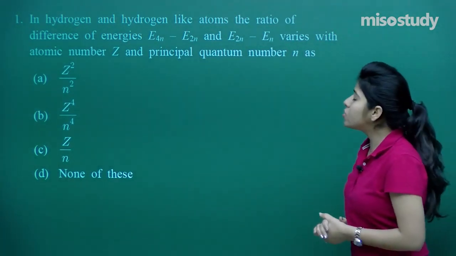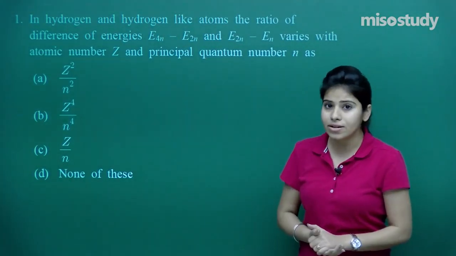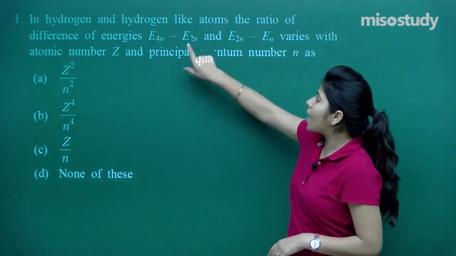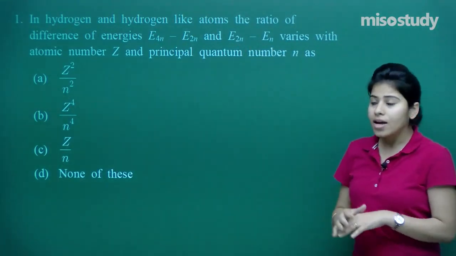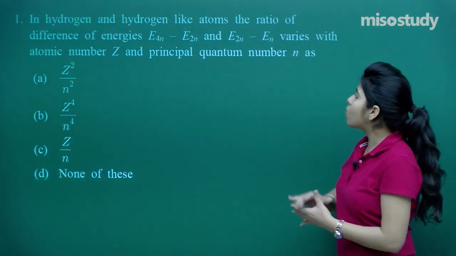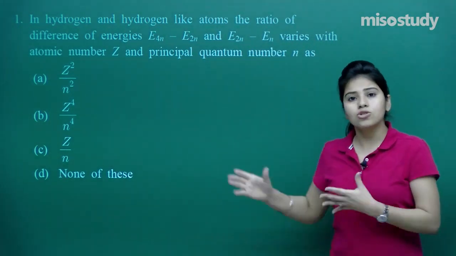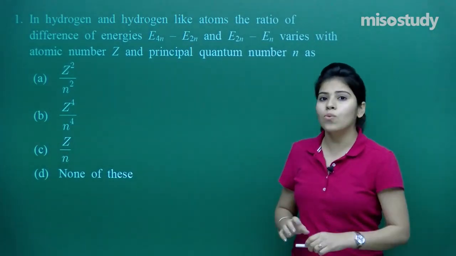So, in hydrogen and hydrogen-like atoms, the ratio of the difference of energies E4n minus E2n and E2n minus En varies with the atomic number Z and principal quantum number n. So we have to tell what will be the ratio. Let me just tell you one thing.